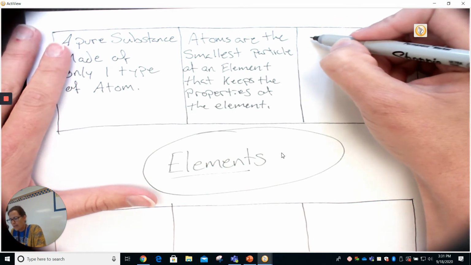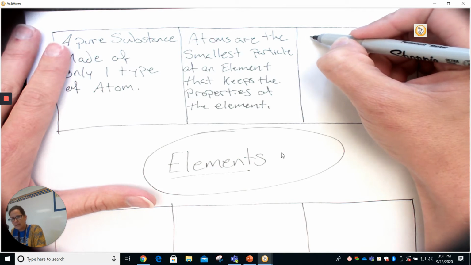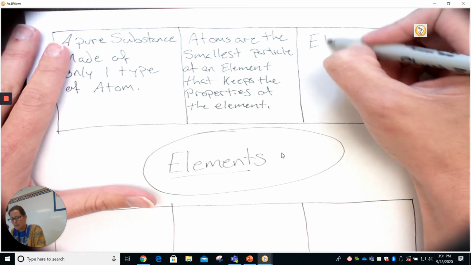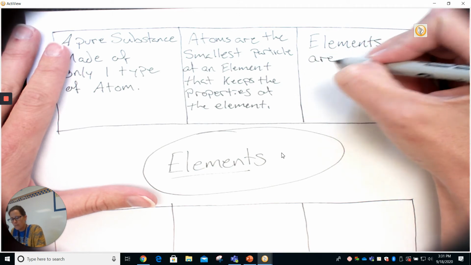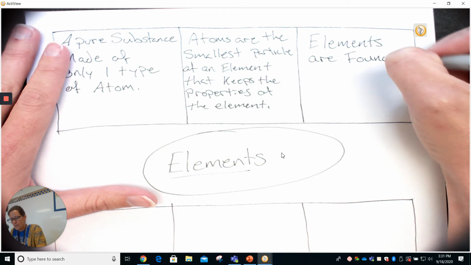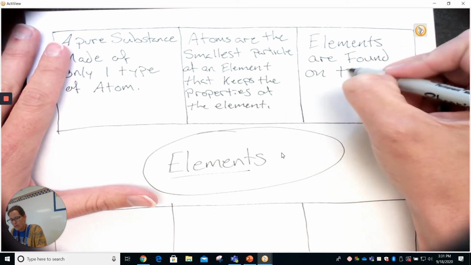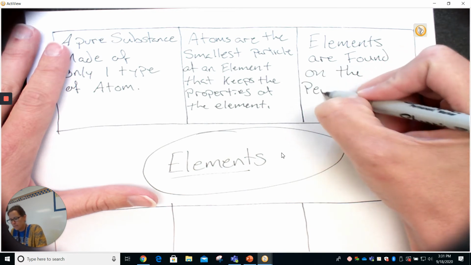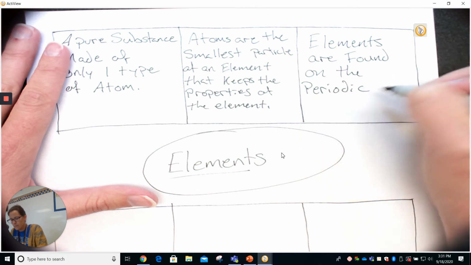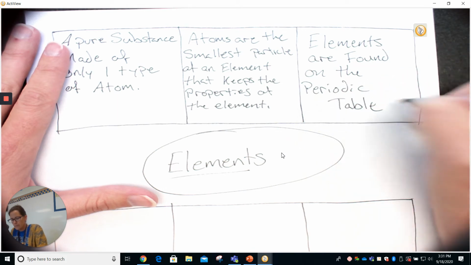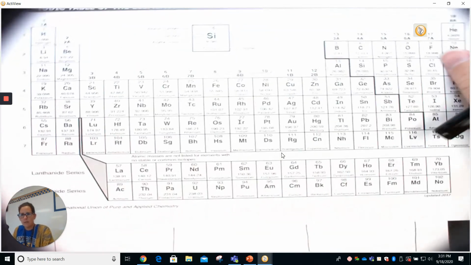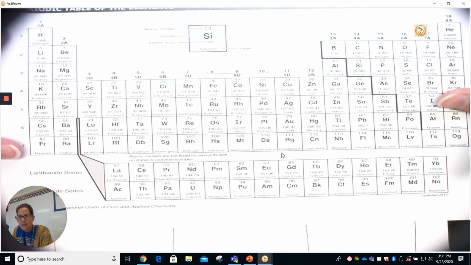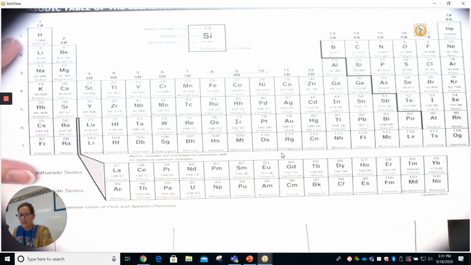Next box, we're going to write that elements are found on the periodic table. So elements are found on the periodic table. Okay, so if you haven't seen it yet, this right here is the periodic table of the elements. It is super cool, and we're going to be doing some fun things with this periodic table.